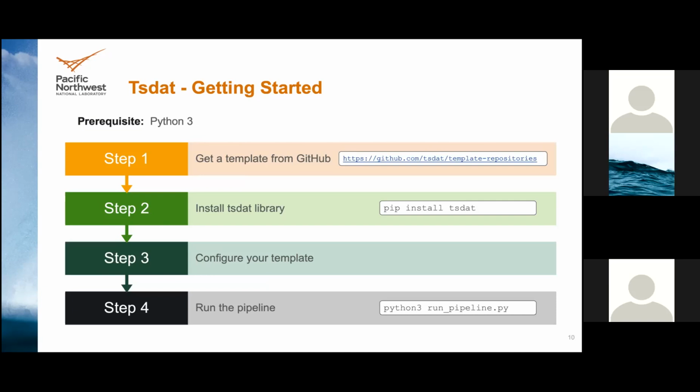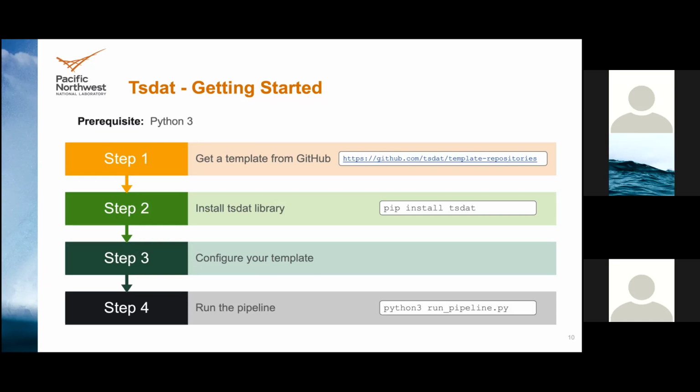So step 2, once you've installed one of those template repositories, is to install your dependencies. So if it's just tstat, then you just do pip install tstat. Step 3 is to configure your template to meet your particular data needs. So this is where you'd customize the config files or write your own file handler or customize the pipeline, as Karina mentioned. And then step 4 is to run your pipeline.